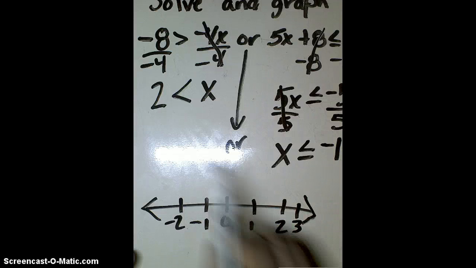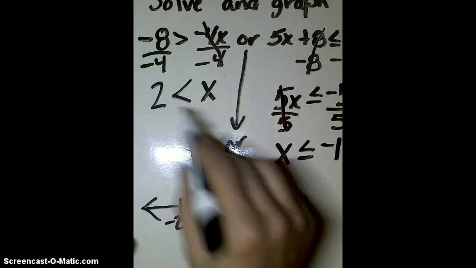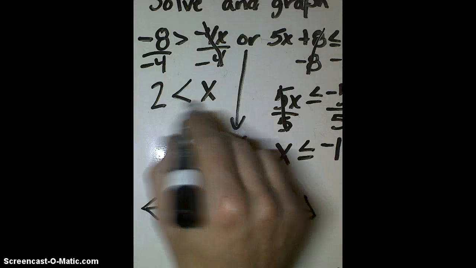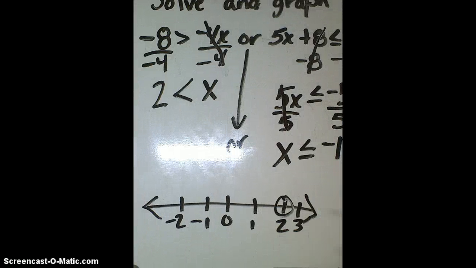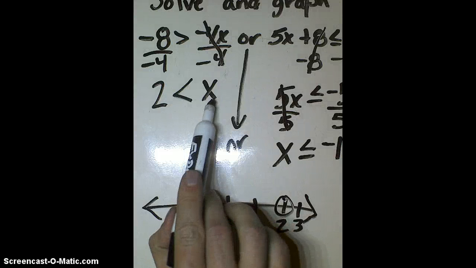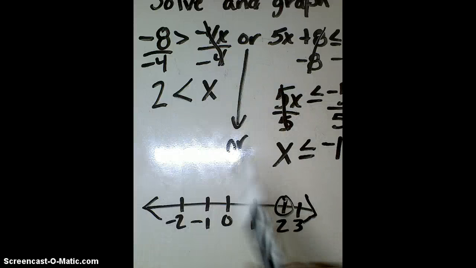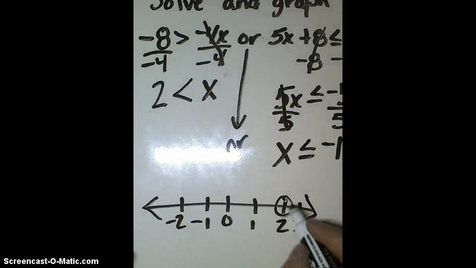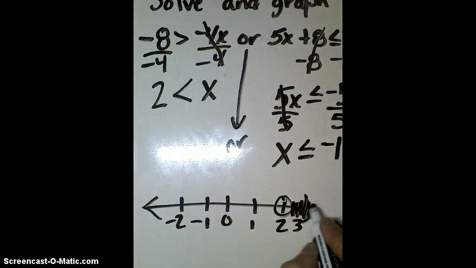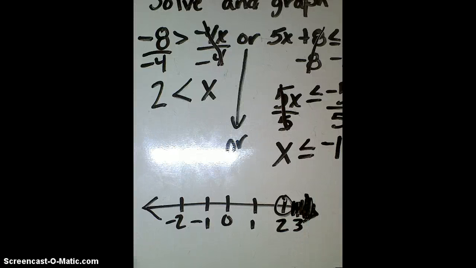So 2 is less than x. It's an open circle on 2 because it's not equal to 2. And then I think, okay, my x here wants to be bigger than the 2. The 2 is less than x, so which numbers are bigger than 2? Well, that's 3 and 4 and these numbers over here. So I'm going to shade over there for the first part.